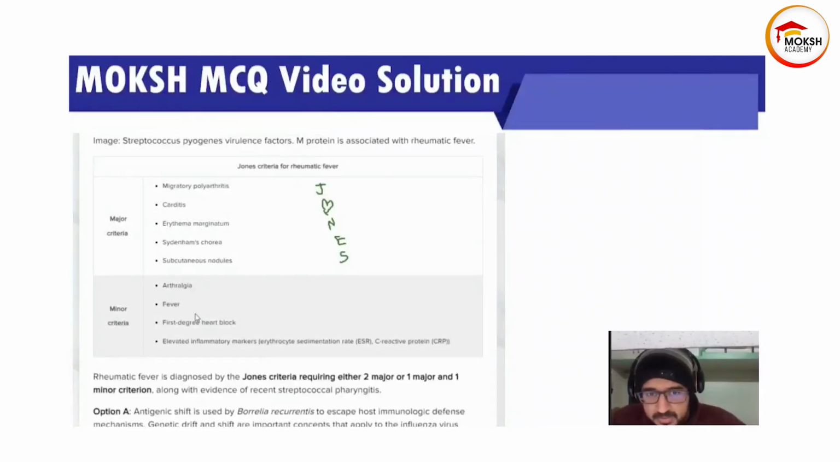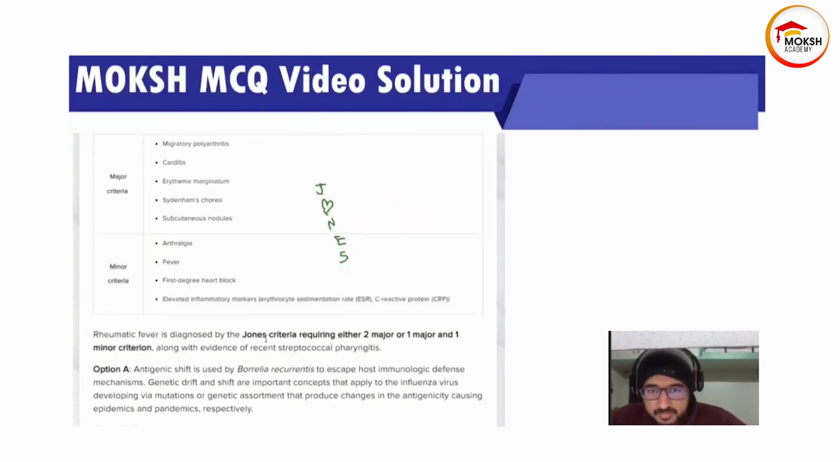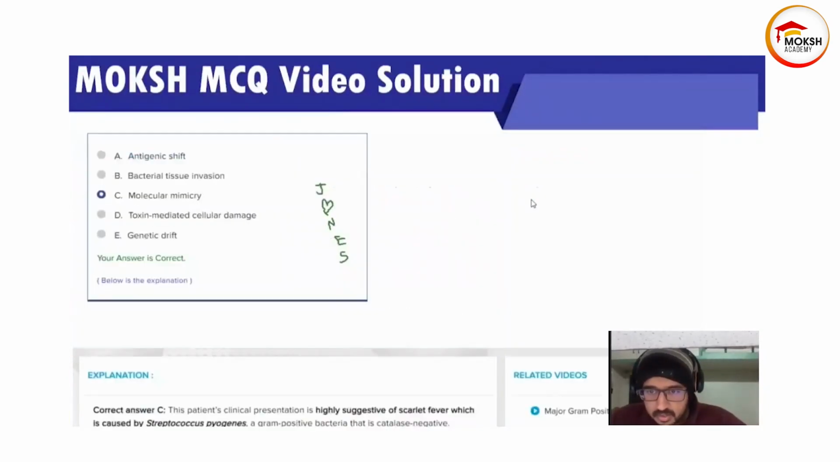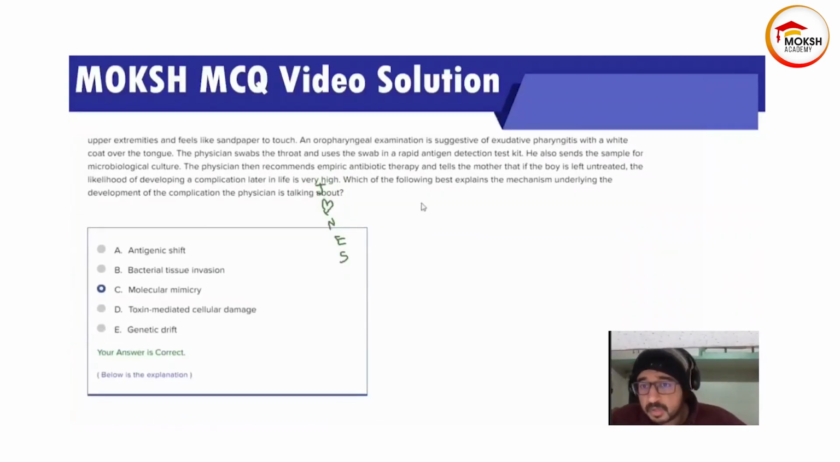Then the minor criteria are arthralgia, fever, first degree heart block, and elevated inflammatory markers, that is your ESR and CRP. So rheumatic fever is diagnosed when you have either two major criteria or one major plus one minor criterion, along with the evidence of recent streptococcal pharyngitis.